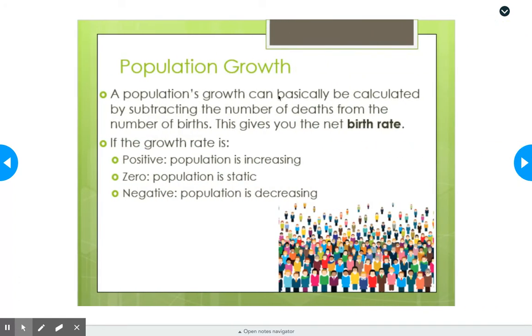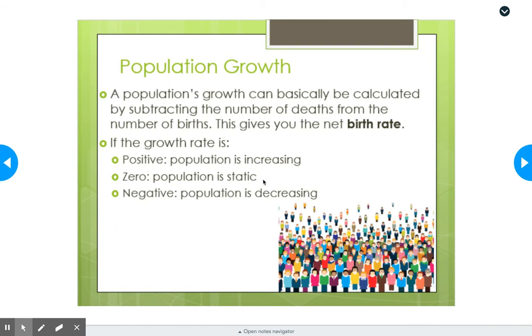So population growth can basically be calculated by subtracting the number of deaths from the number of births. This gives you the net birth rate. If the growth rate is positive, that means the population is increasing. That means you have more births than deaths.